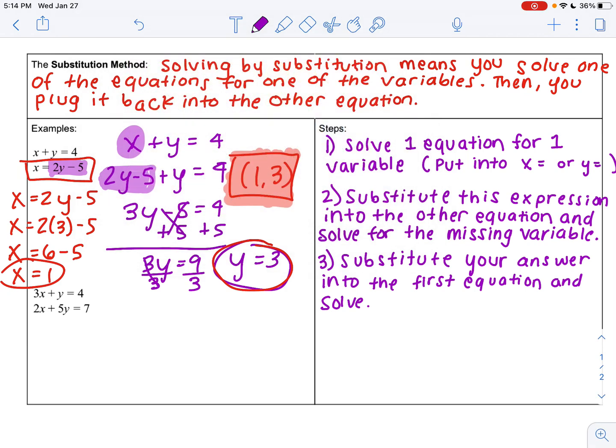I should add that here, huh? Write your answer as a coordinate.